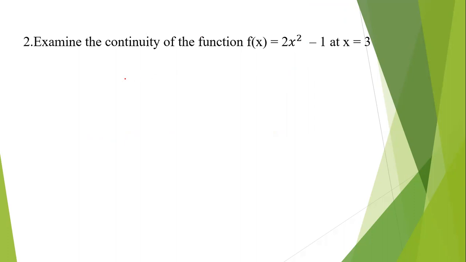So next one, this is a problem from exercise. So our function is defined at x is equal to 3, right? So our function exists at x is equal to 3. So now we will find the value of the function at x is equal to 3. So what you get? 2 into 3 square minus 1. This is how much? 3 square is 9. So 18 minus 1. This is 17.